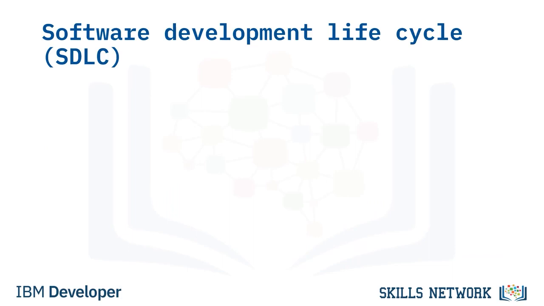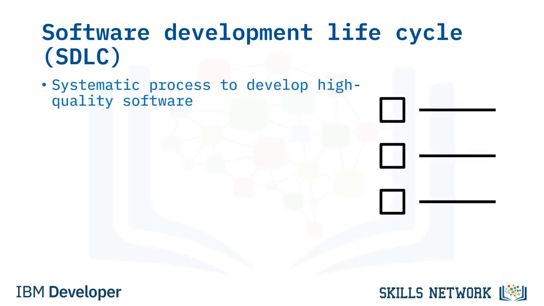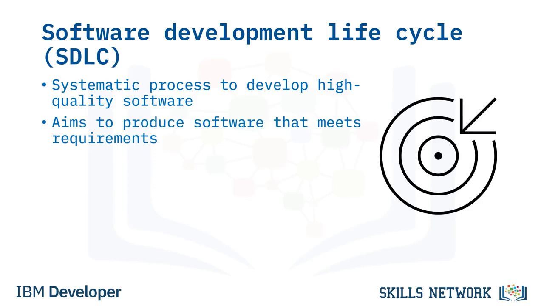The software development lifecycle, known as the SDLC, is a systematic process to develop high-quality software in a predictable timeframe and budget. The goal of the SDLC is to produce software that meets a client's business requirements.